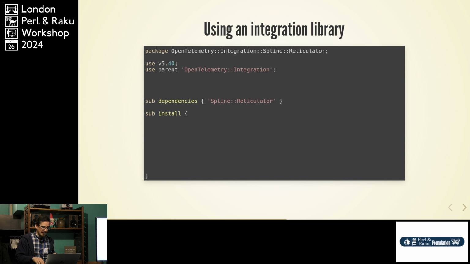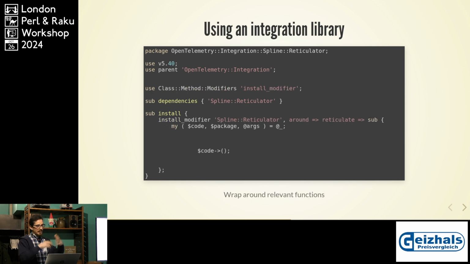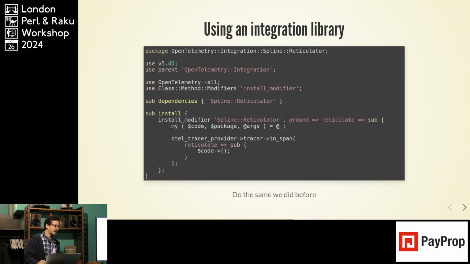Some of this is just boilerplate. That dependency sub is there so that the system knows what modules need to be loaded for the integration to work. But the core logic is done in that install method or sub. The first thing that you would do is wrap around the method or the sub that you are interested in with, say, something like class method modifiers. And once you have access to the code that you're interested in, then you do the same thing that we did before. As if this was your own code, you just add the telemetry data there.